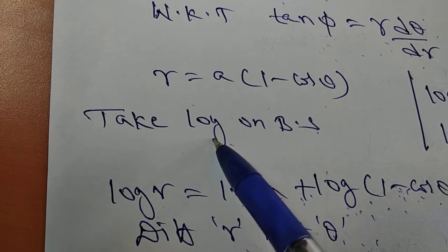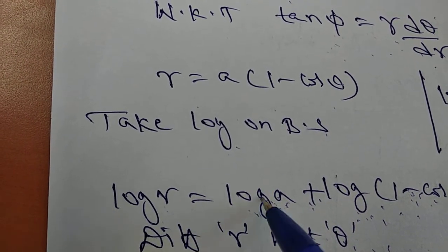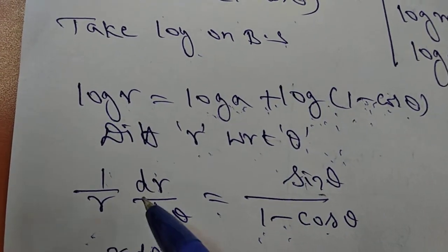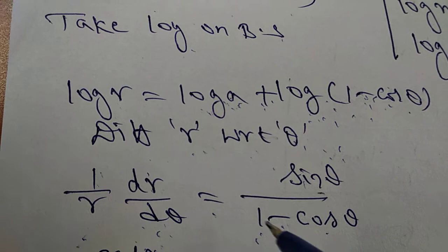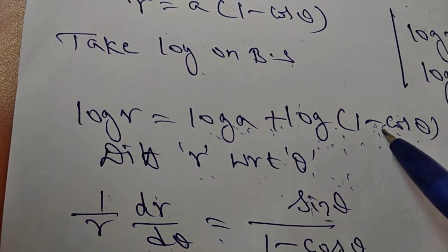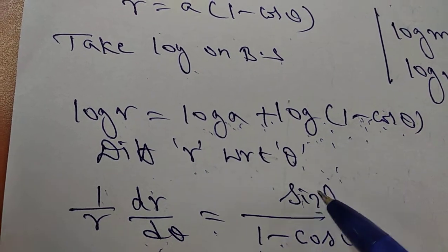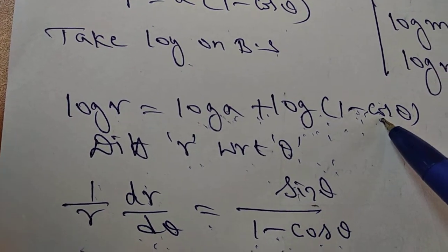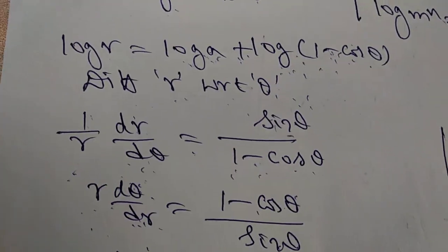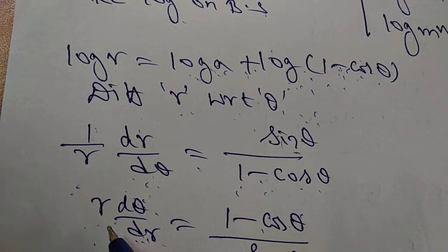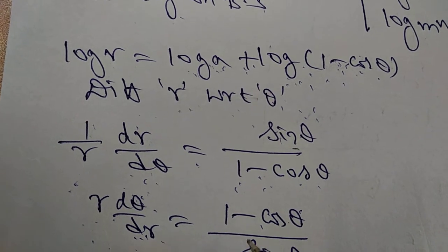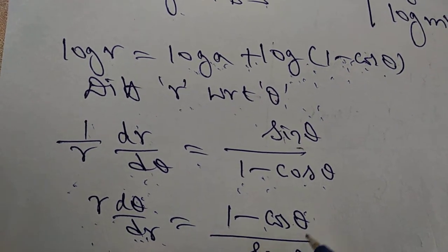So r is equal to a(1 minus cos θ). We take log on both sides. What do we get? log r is equal to log a plus log(1 minus cos θ). Differentiate with respect to θ. What do we get? 1/r dr/dθ is equal to 1 over (1 minus cos θ) and then differentiate: minus cos θ becomes plus sin θ, because the differentiation of cos θ is minus sin θ. So minus minus plus. Now take the reciprocal: r dθ/dr is equal to what do we get? (1 minus cos θ) divided by sin θ.